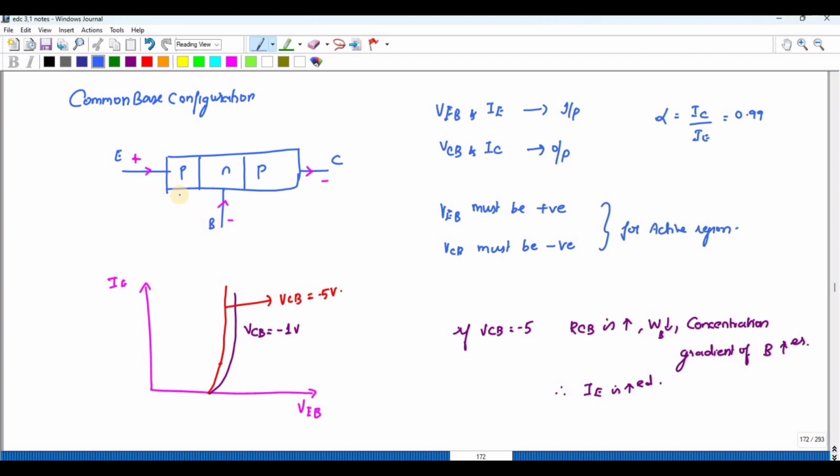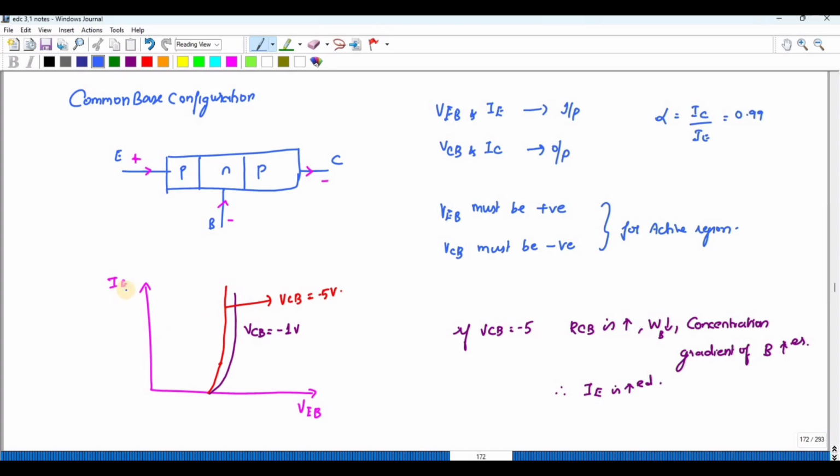If it is forward biased, since I have taken P type at the input, you have to give a positive voltage for VEB. So VEB must be positive. On the output side you have the output voltage VCB and the output current IC. Since P type is there, you have to give a reverse bias for the active region. So VCB must be negative, to make this common base configuration work in the active region.